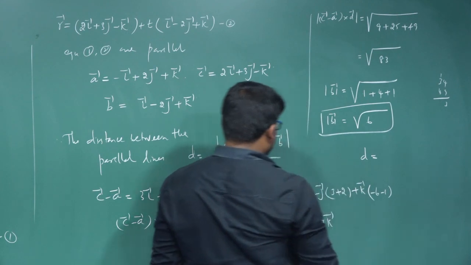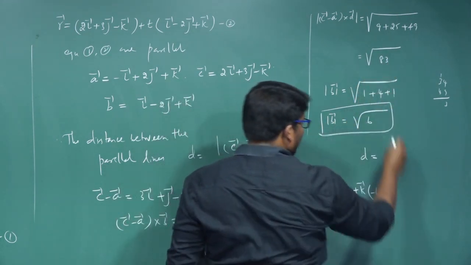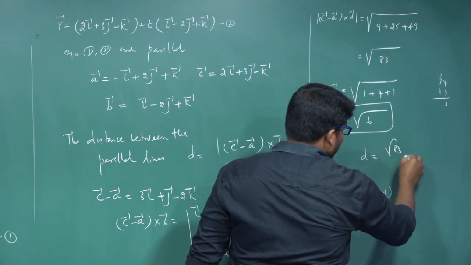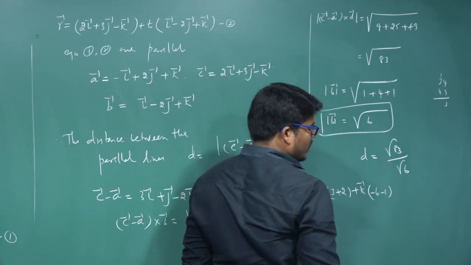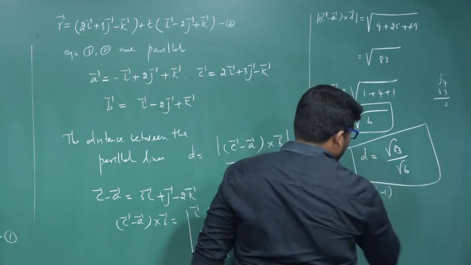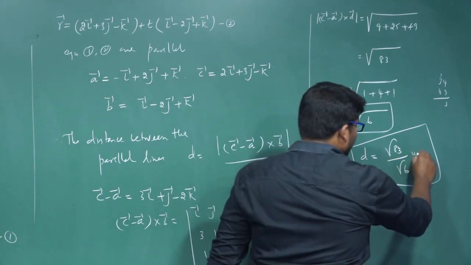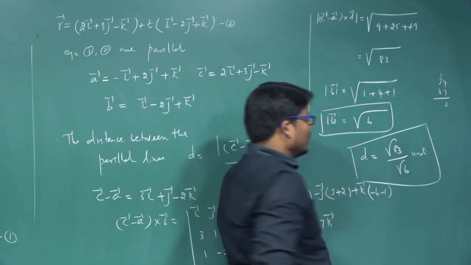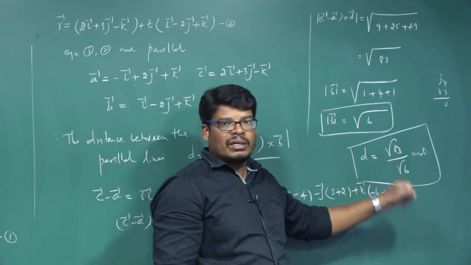Now substitute in the values. Modulus of C minus A cross B vector value is root of 83, by modulus of B vector value root 6. Therefore the distance is D equal to root 83 by root 6 units. That is the shortest distance between the parallel lines, D equal to root 83 by root 6.